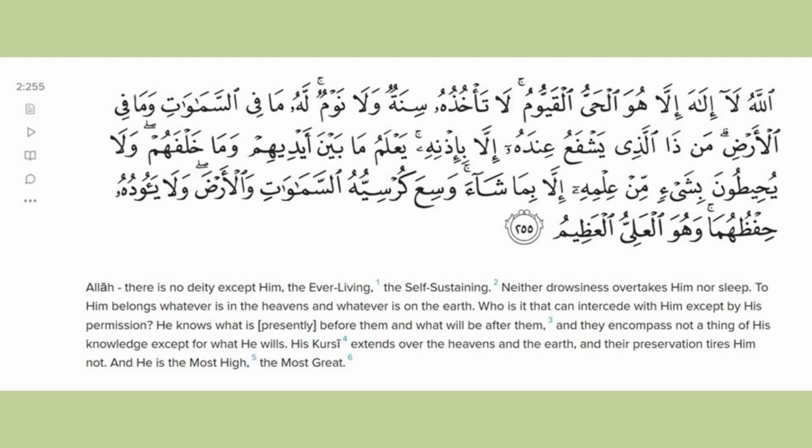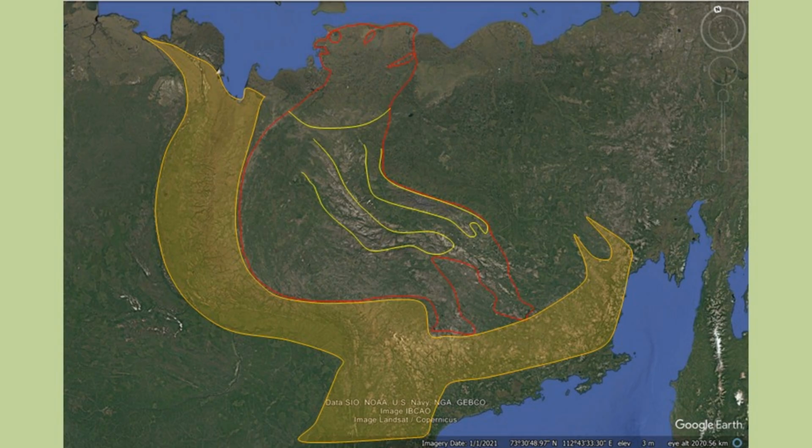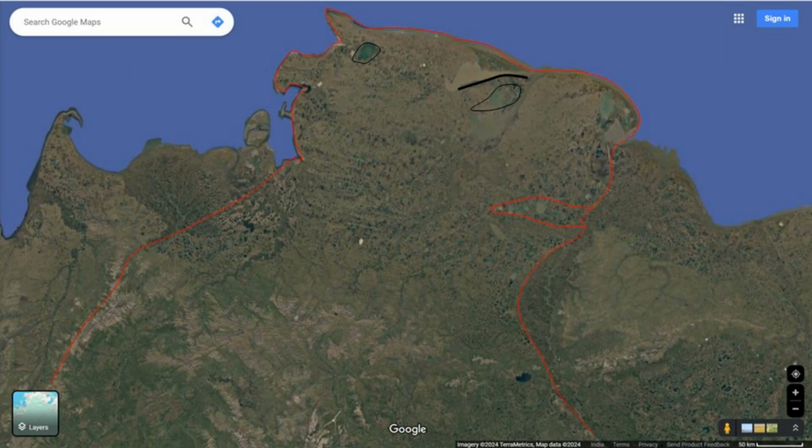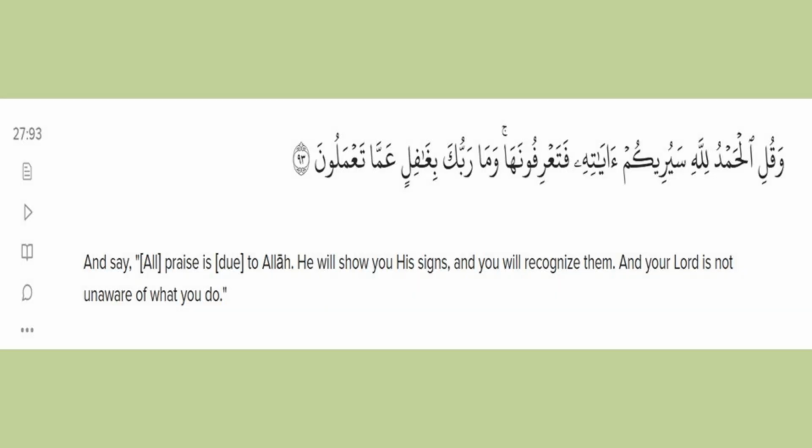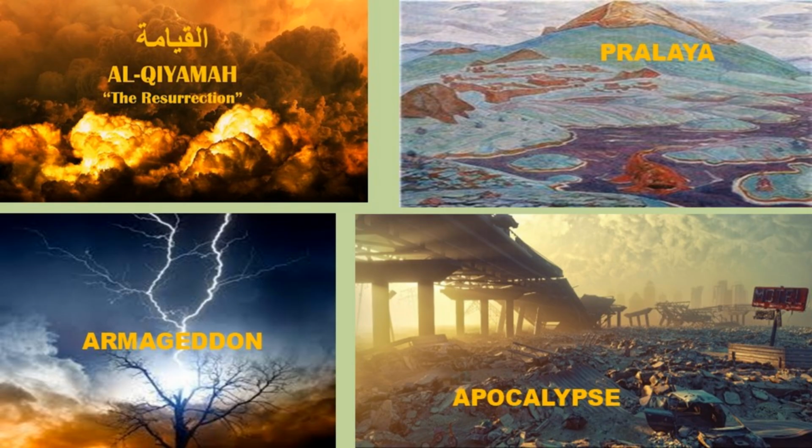This is the reason why it is said in chapter number 2, verse number 255 that we cannot comprehend any of His knowledge except what He wills. Presently, He is willing and making us comprehend some of His knowledge. Hence, He has revealed Himself in front of us as a sign, as mentioned in chapter number 27, verse number 93 that He will shortly show His signs and you will recognize them. This confirms that the Qiyamah has started.